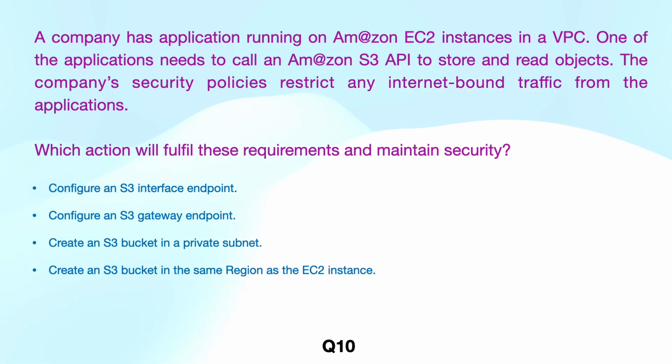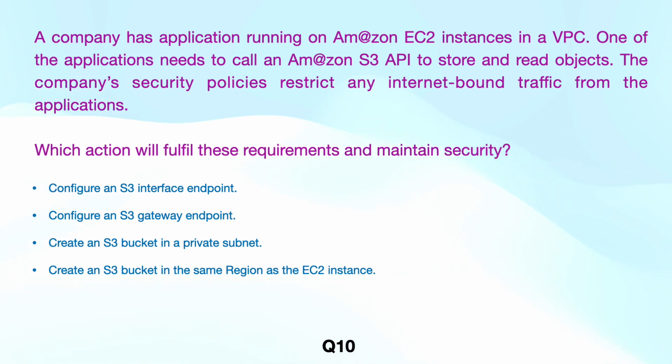A company has applications running on Amazon EC2 instances in a VPC. One of the applications needs to call an Amazon S3 API to store and read objects. The company's security policies restrict any inbound traffic from the applications. Which action will fulfill these requirements and maintain security? There are four options. We need to choose the correct one.